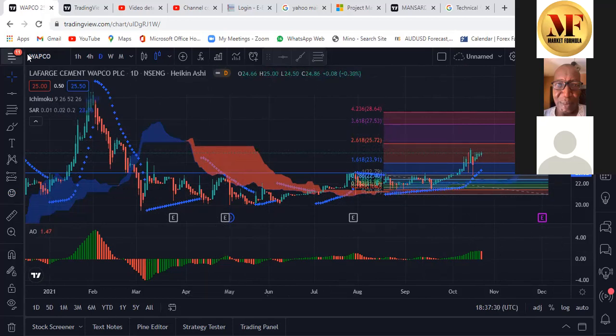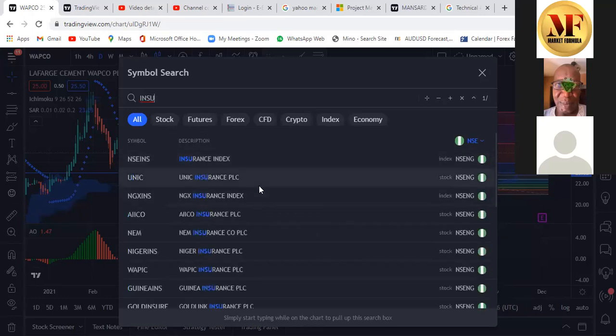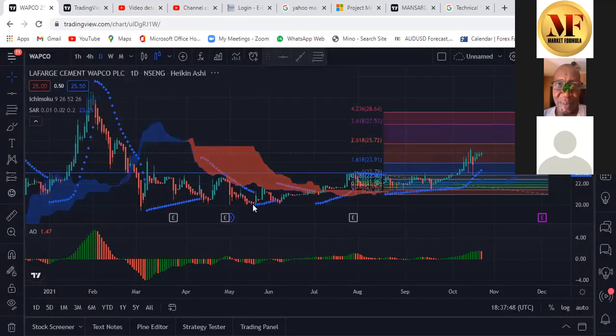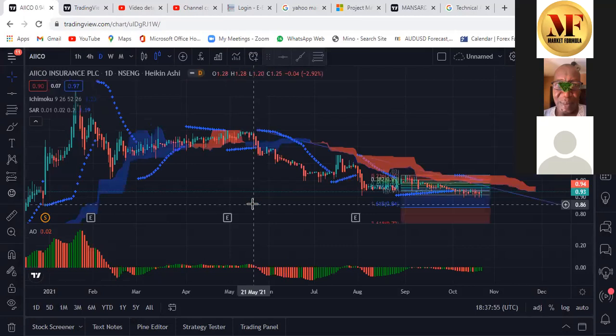This stock is going up. Let's look at the insurance company. I don't know why insurance companies are not going with other industries. Let me see.